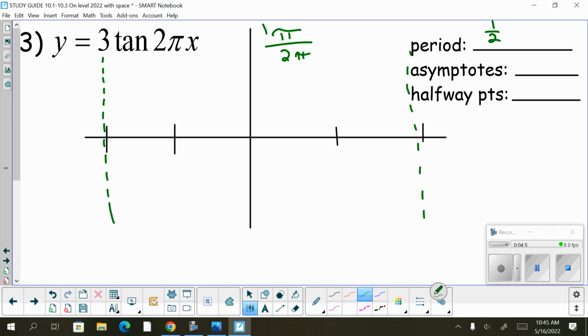What you want to do is cut the period in half, and that would be your asymptotes. So if I cut 1/2 in half, it's 1/4. You do have an asymptote at positive 1/4 and at negative 1/4. I'll just write plus or minus 1/4.